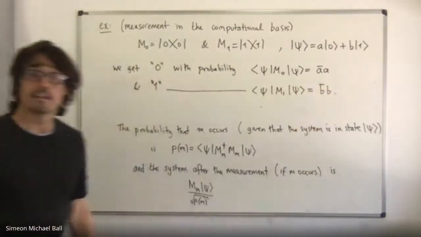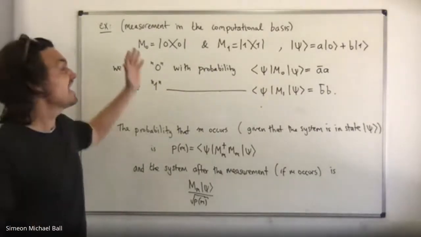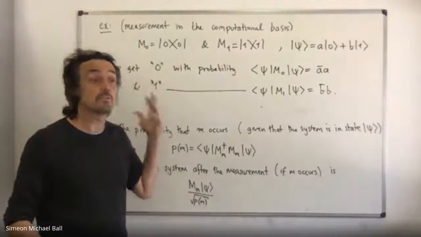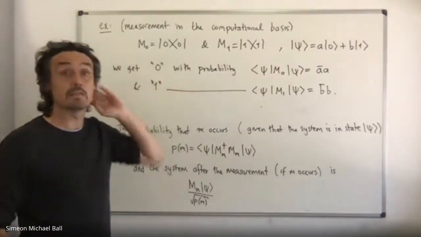Okay, so no mystery there. All we've really done is take the measurement in the computational basis, and we could have done it with 2 qubits or 3 qubits, as we did when we did teleportation.